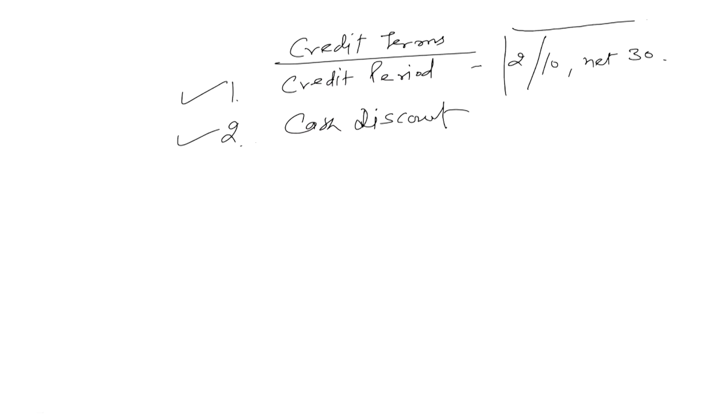What does it mean? 2/10 net 30, what does it mean? That I will discuss with you. But two important terms are, one is the credit period, second is the cash discount. Normal credit period, for example in India, in the electronics or in the manufacturing sector, is say 45 to 60 days, but that is the normal credit period for the buyers who have the normal standing in the market.